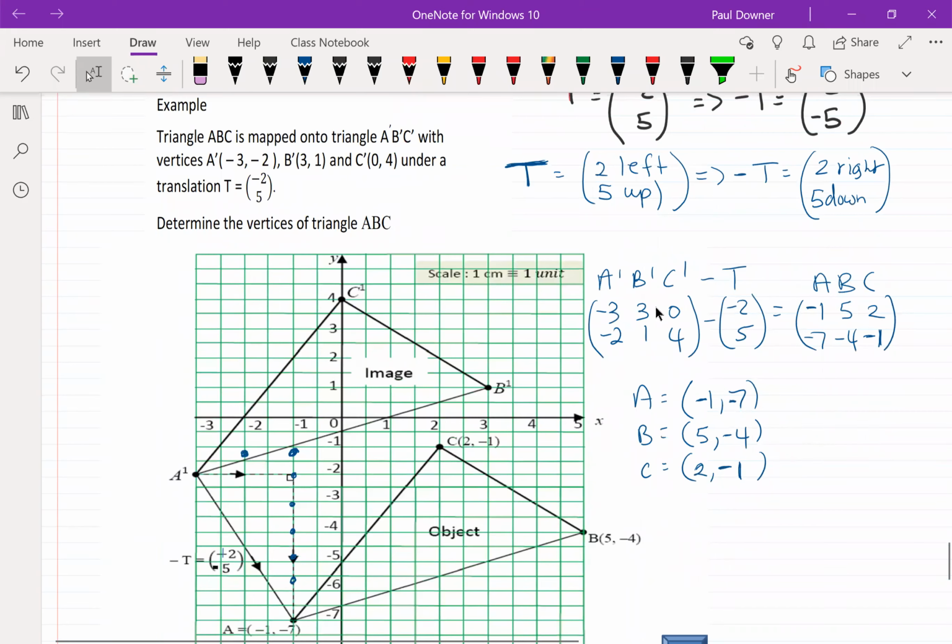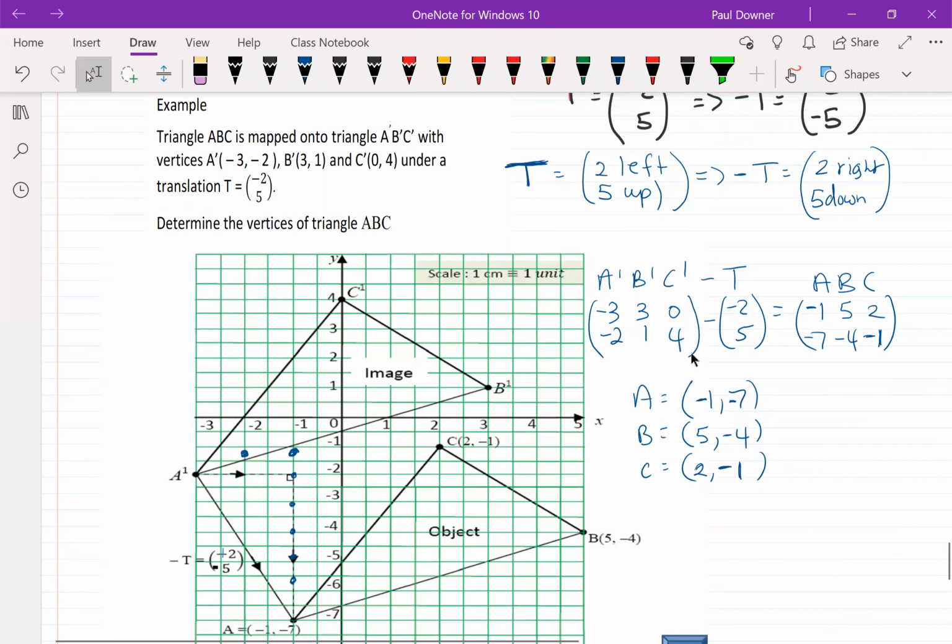So minus 3 minus minus 2, which is the same thing as minus 3 plus 2, will give me minus 1. And then minus 2 minus 5 will give me minus 7. So I would be able to find A from A prime. How do I find B from B prime? Well, I take B prime, which is 3, 1, and I minus the original translation vector from it. So it'll be 3 minus minus 2, which is 3 plus 2. That'll give me 5. And 1 minus 5 is minus 4. So I would now be able to find B from B prime.